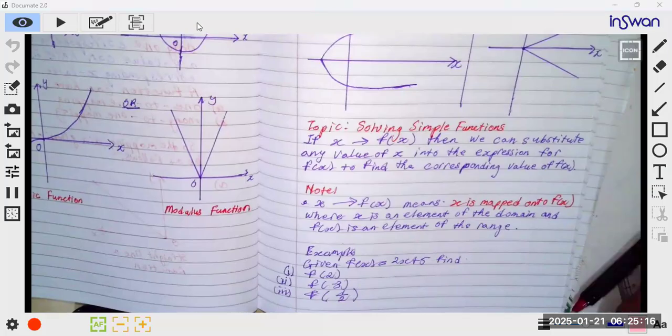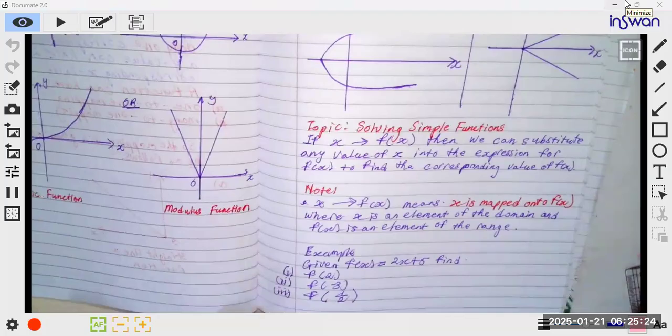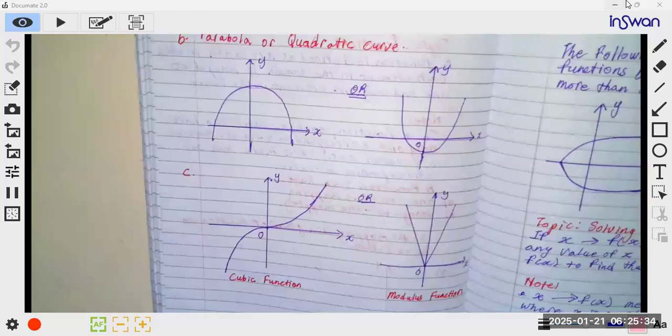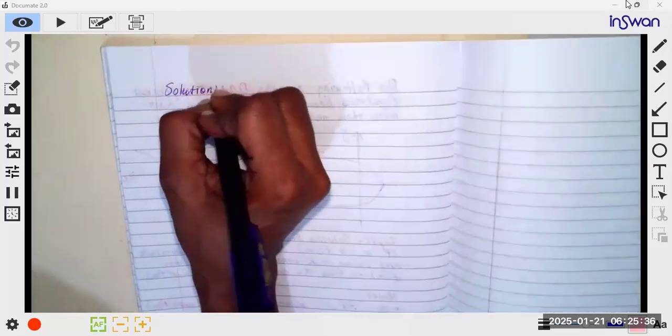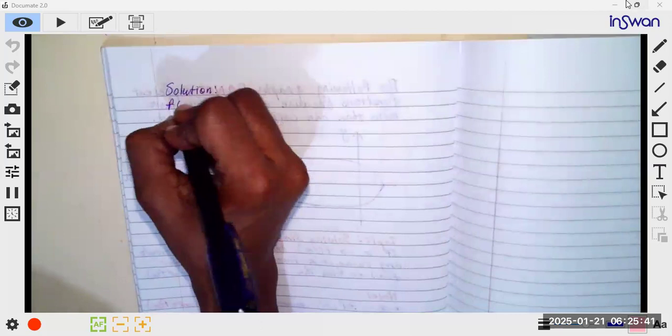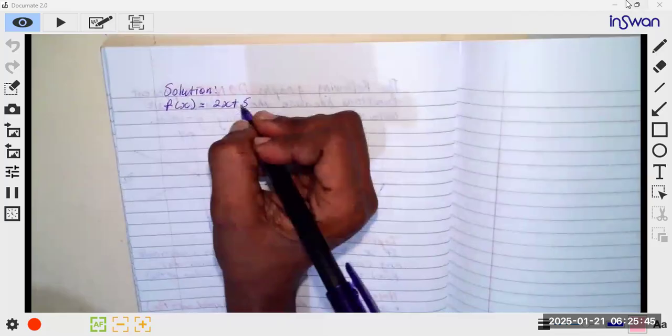All right, great. I'm going to turn the page, and here we're going to learn how to solve functions. We're going to do some functions today. So here is the first question. The first example is, we see that f of x is equal to 2x plus 5. The first part is f of 2.